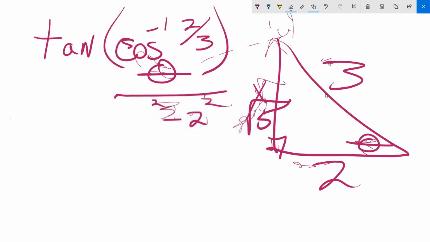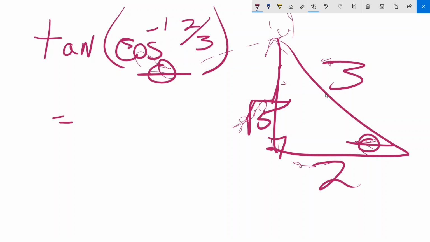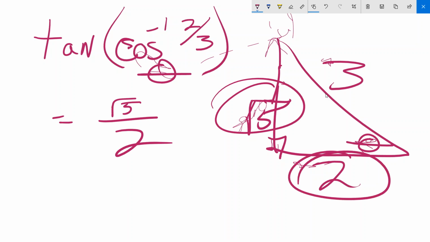Now, what's the tangent of theta? In other words, once I have the triangle fully dimensioned, not just two parts of it, but all three sides, now I can tell you any trig function of theta. What is the tangent of theta? Over 2. It's opposite over adjacent. There's the opposite, there's the adjacent.